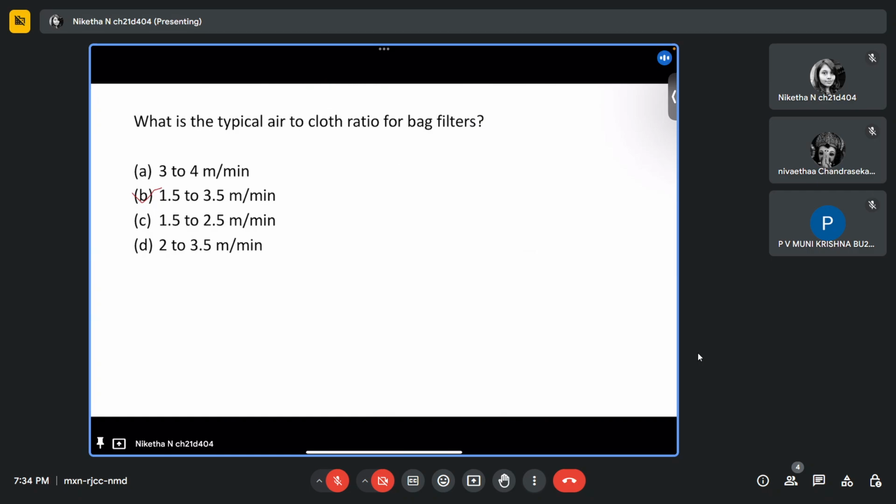So air to cloth ratio is given by the formula V equals Q by A. So Q is the flow rate of air, and A is the cross-sectional area.